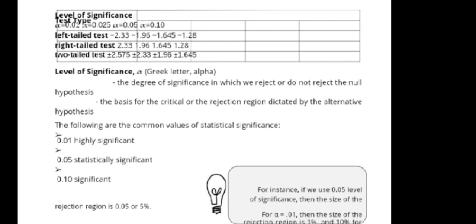Next is the level of significance, the degree of significance in which we reject or do not reject the null hypothesis. The level of significance is the basis of the critical region or the rejection region dictated by the alternative hypothesis. The following are common values of statistical significance: 0.01 is highly significant, 0.05 is statistically significant, while 0.10 is significant. So the rejection region is 0.05 or 5%.